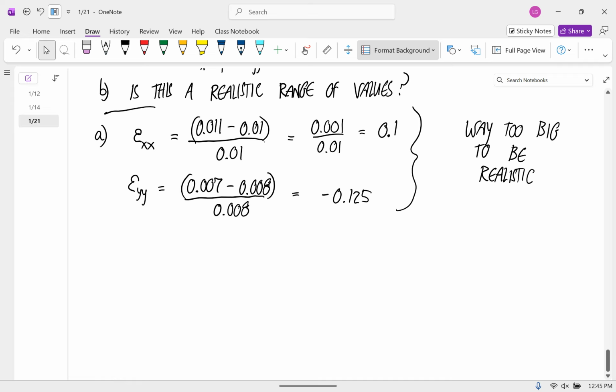Okay, so now let's define the shear strains. And the shear strains deal with angle changes between edges.